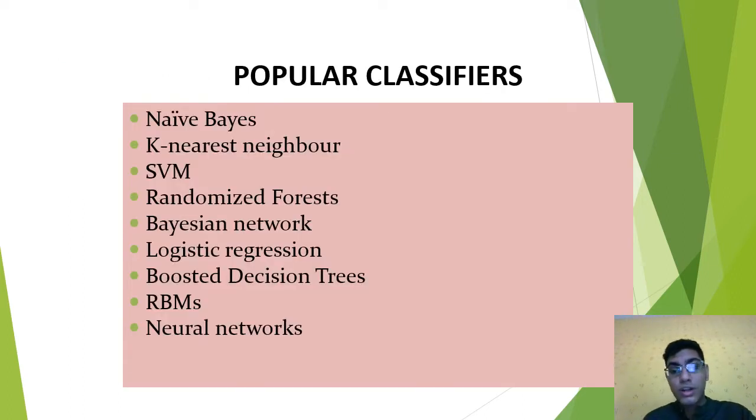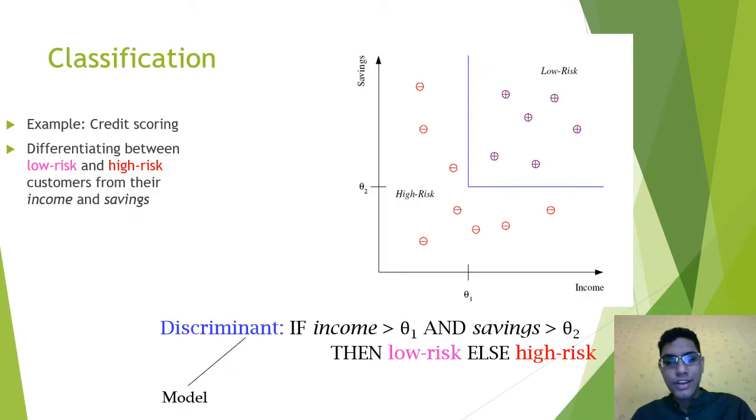Now, what are the popular classifiers? What are the popular classifying algorithms we can see? First is naive Bayes, then K nearest neighbor, then SVM, randomized forests, Bayesian network, logistic regression, boosted decision trees, RBMs, and neural networks. So what classification is for, I have told you. Now we will see the example.